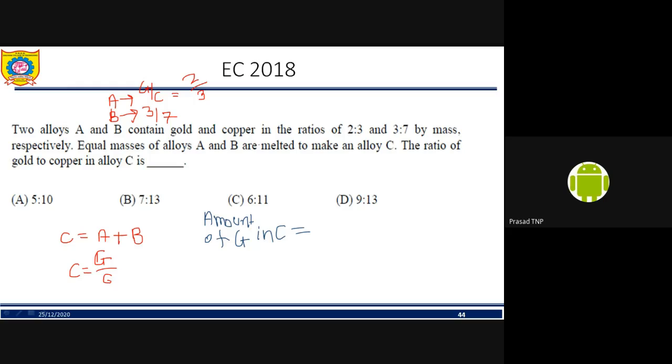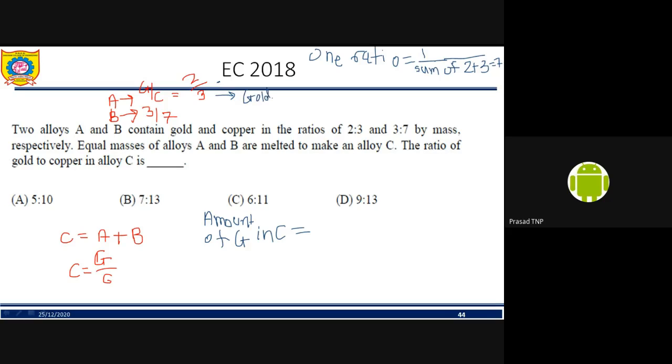So how to calculate if the ratio is given? From the ratio, initially we should calculate the one ratio value. One ratio is equal to 1 divided by the sum of ratio terms. I'm writing at the top of the presentation: sum of ratio terms, 2 plus 3 for alloy A. So easily we can calculate now the gold in alloy A.